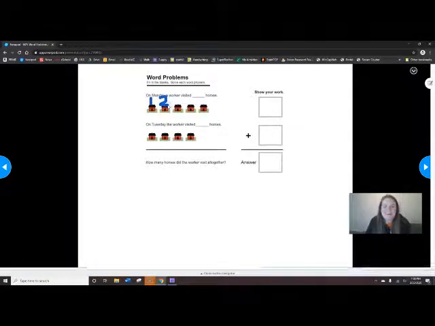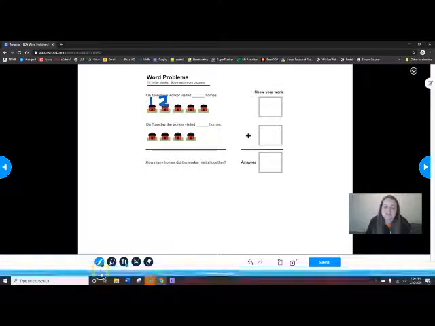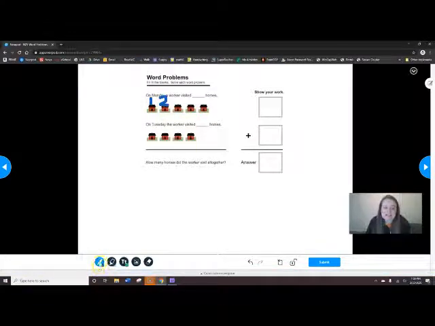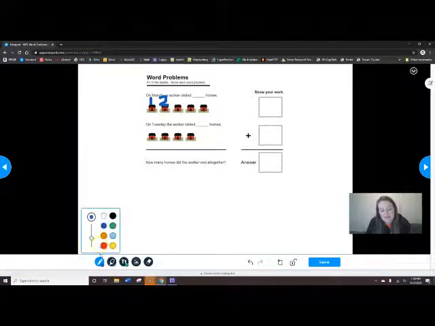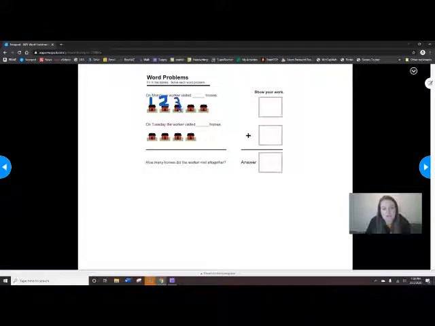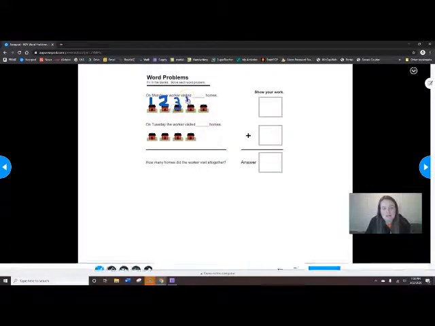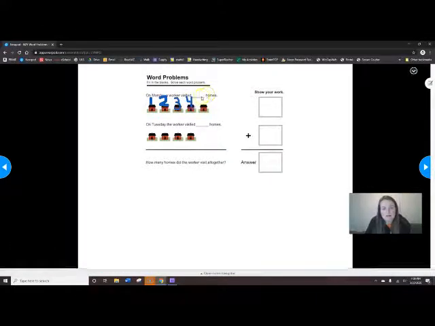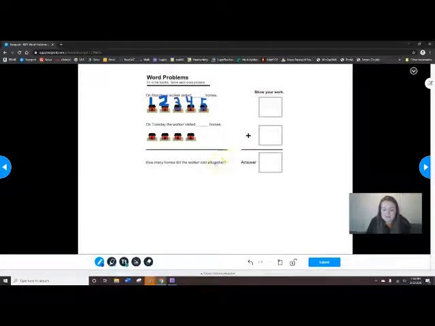2, and you know what? I'm noticing that this is a really thick line. So I can come down here to the pen and make it a little thinner. 3, 4, 5. They visited 5 homes.